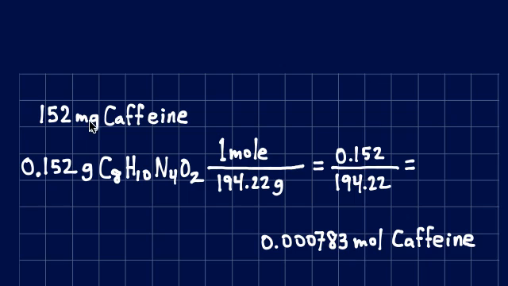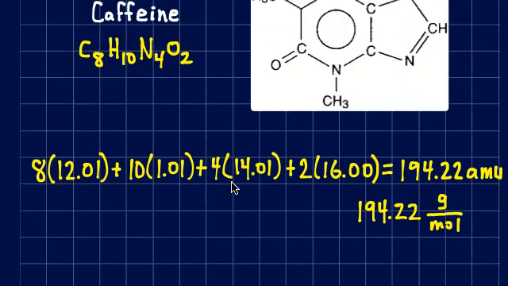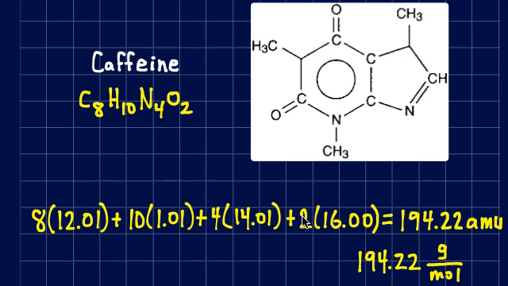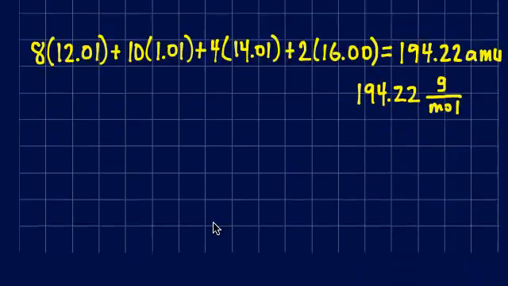Sometimes I can change grams to moles or change moles to grams. 152 milligrams of caffeine in a cup of coffee. A milligram is 1/1000th of a gram. So I move my decimal 3 places, 0.152 grams of caffeine. Then I'm going to use these numbers up here that I've been calculating. I'm going to use that number of grams per mole as a conversion factor.